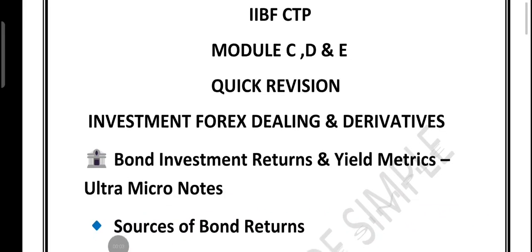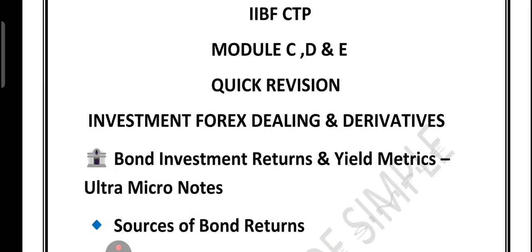Today we are going to revise our IIBF CTP, that is Certified Treasury Professional Module C, D and E, which are based on investment, forex dealing and derivative. From the examination point of view, if I talk about these three modules, bond investment is a very important topic. Actually they ask numerical questions, but numerical questions can be cleared if your theoretical base is strong. Once you know all the formulas, then only can you solve the numerical questions.